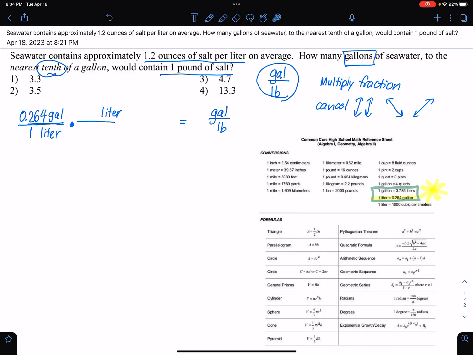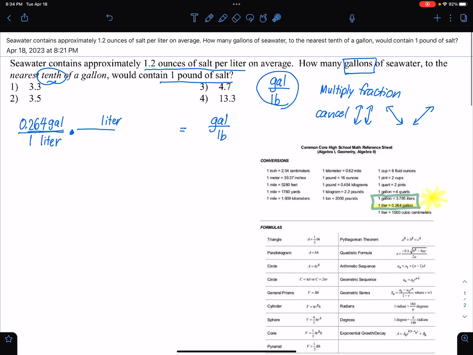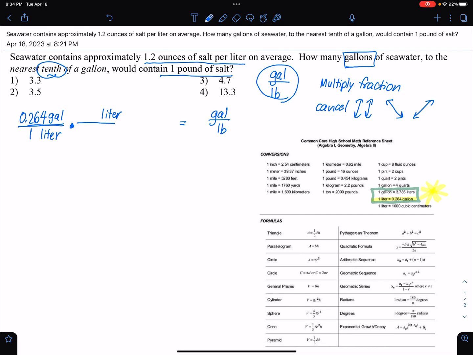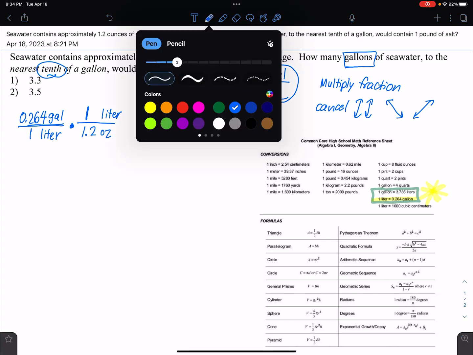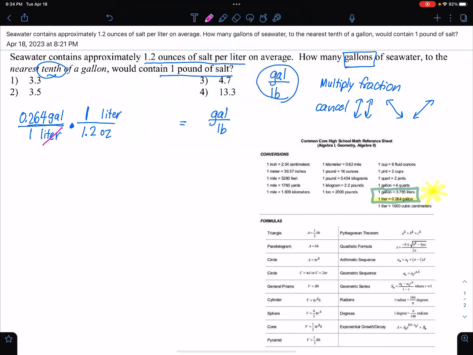Now I need to look anywhere in my problem where it says liter. And if you look over here, per liter. Now remember, per means 1. So I'm going to write 1 liter. So the per liter goes with 1.2 ounces. So let's write 1.2 ounces. As you can see, diagonally right now, we can cancel the liter and the liter.